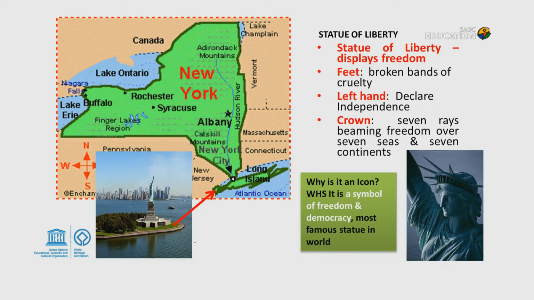Remember in our first lessons, I showed you many, many icons. Now we are doing the characteristics, why it was identified as an icon. It displays freedom according to the people of New York. Freedom. Remember we were saying it must attach to a country.